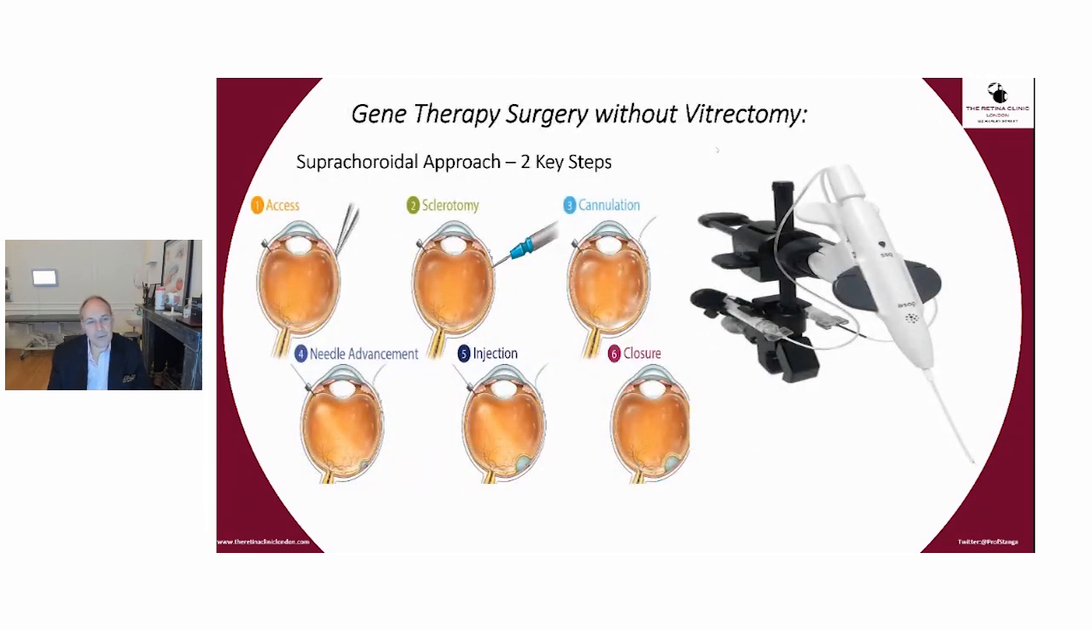This is how the suprachoroidal approach is. With this cannula, we deliver the genetic material by going with the cannula between the wall of the eye and the retina and creating a bleb from outside the retina rather than through the middle of the eye.